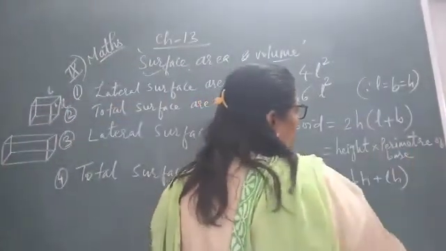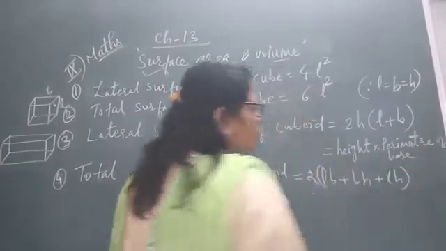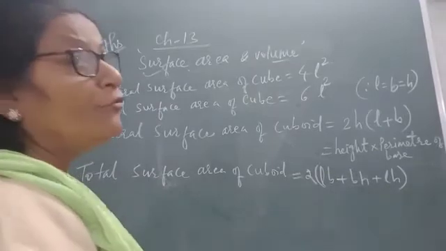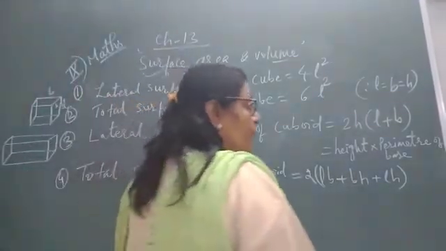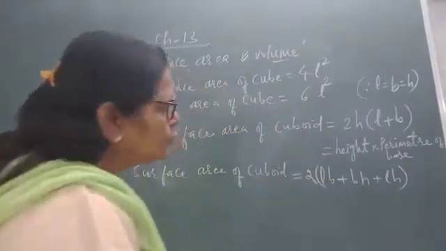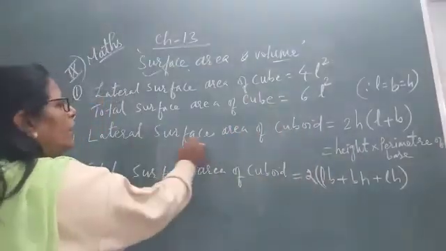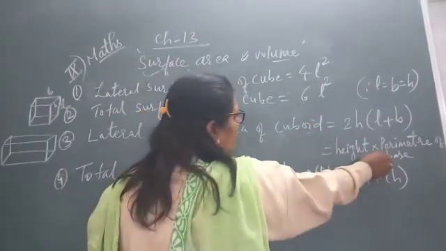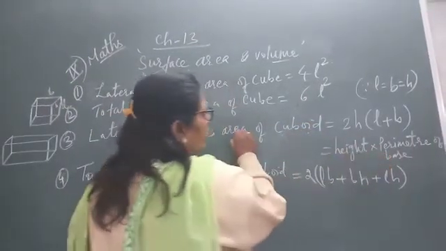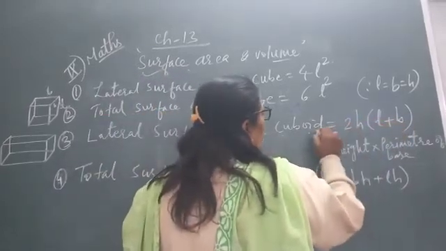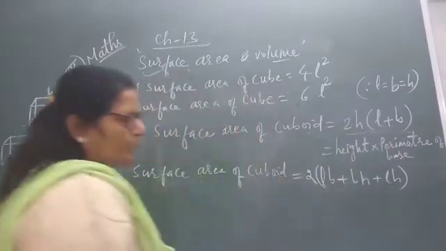The perimeter of the base means the sum of all the four sides, 2 length plus 2 breadth, into height. So these two formulae can be applied for lateral surface area of cuboid. If perimeter and height are directly given, we apply this formula, and if only length, breadth and height are given, we apply the other formula.